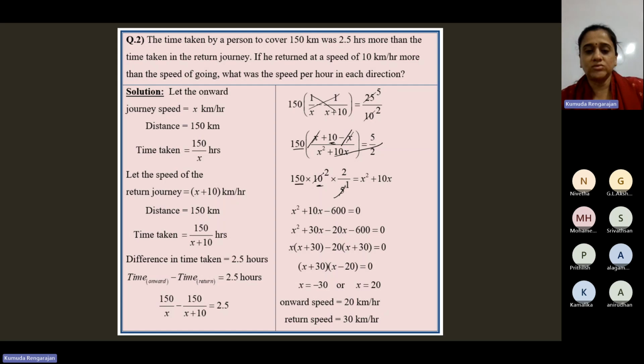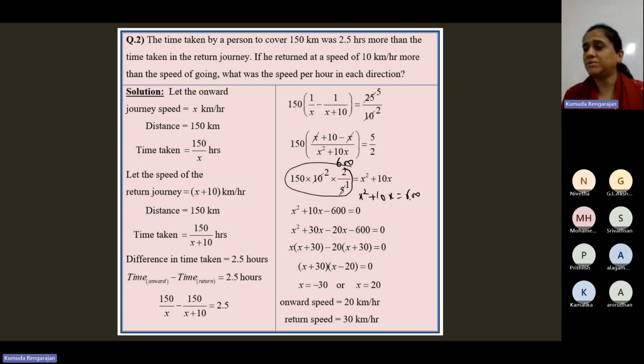Now 5 and the 5 twos are 600. On this side, this one is 600. So what is this? 600 is equal to x squared plus 10x, or x squared plus 10x is equal to 600. You can write it that way also, no? So when you bring the 600 to this side, it will be x squared plus 10x minus 600 is equal to 0.